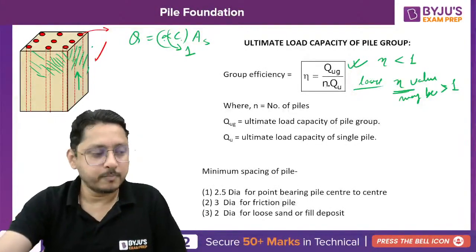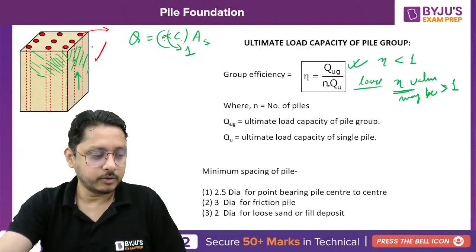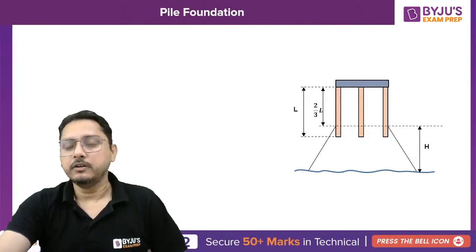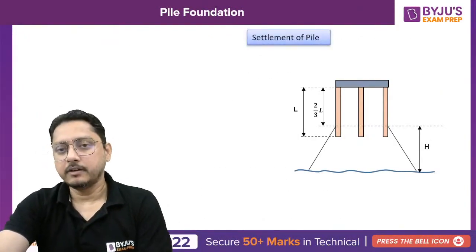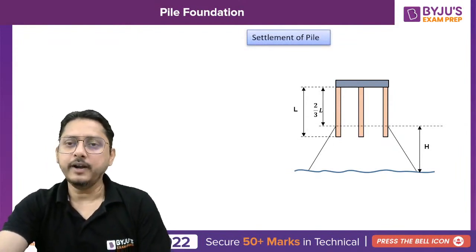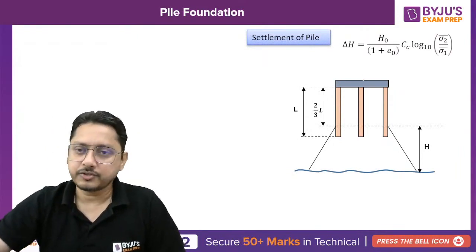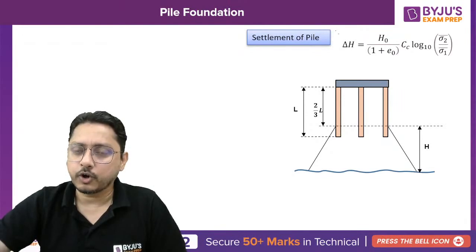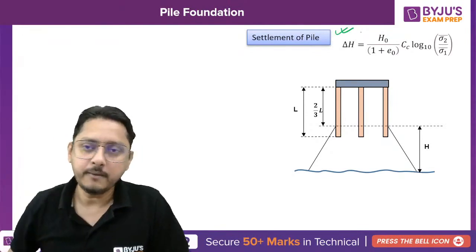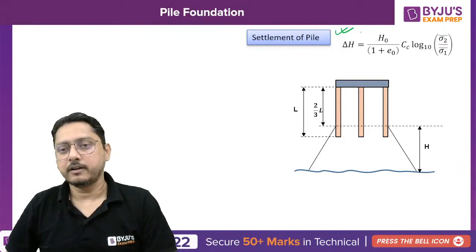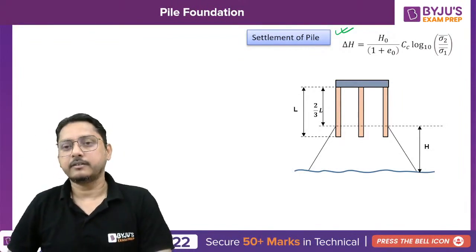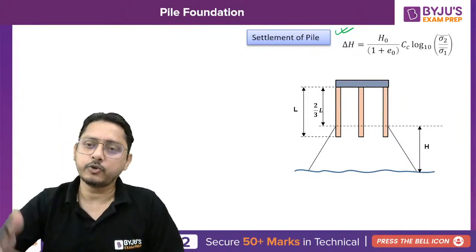These are the few important points which you need to remember. Now go for the pile settlement. So settlement of pile, whatever formula I gave you, the same formula we are going to use from the consolidation chapter. If you have gone through it already, this is the settlement I gave you. In the consolidation chapter, the same formula you can implement here.